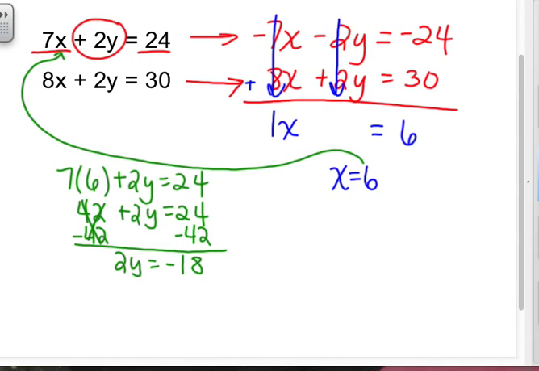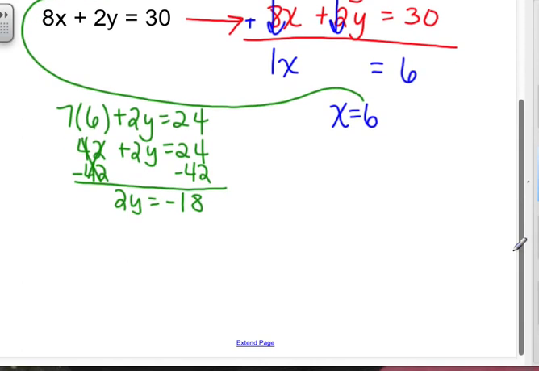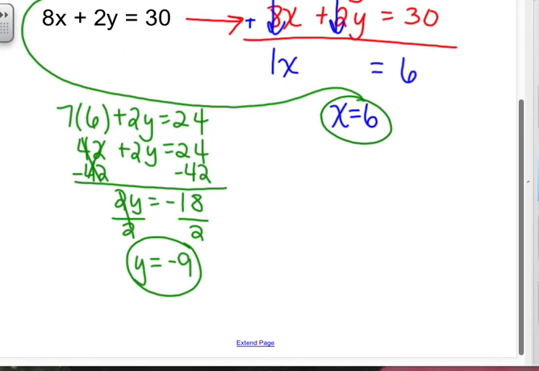Running out of room. Hold on here. There we go. It's a little bit better. So now I've got 2y equals negative 18. Divide by 2. Y is negative 9. We found x to be 6. There is your solution, or your ordered pair.